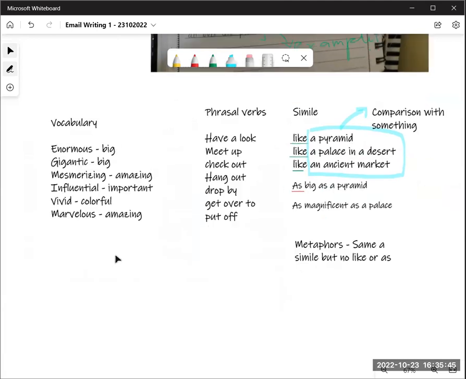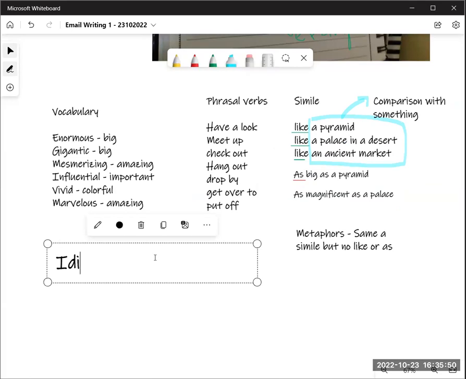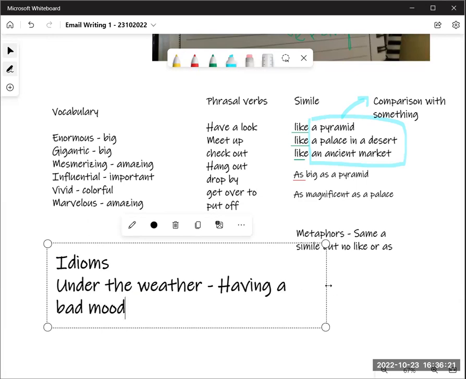Just a few more things I'll give you: a few idioms which I want you to use in your writing. Let's say, under the weather, which means having a bad mood. I want this to be in your writing somewhere.